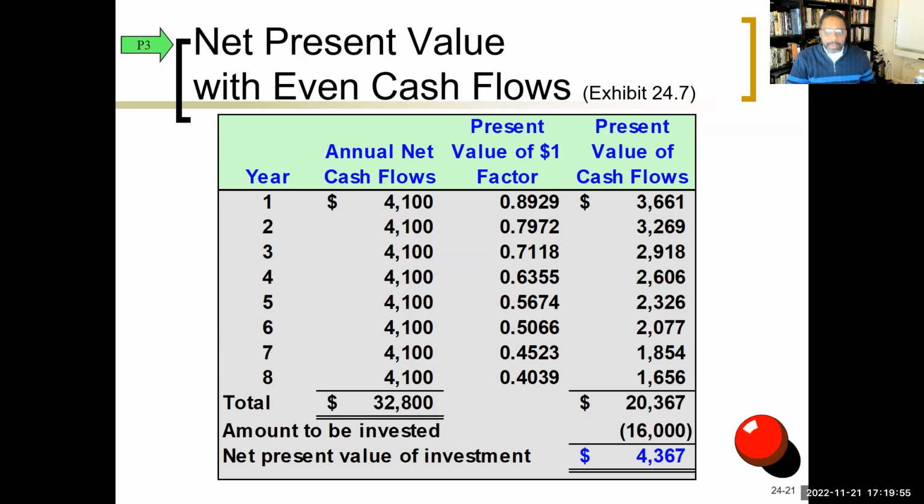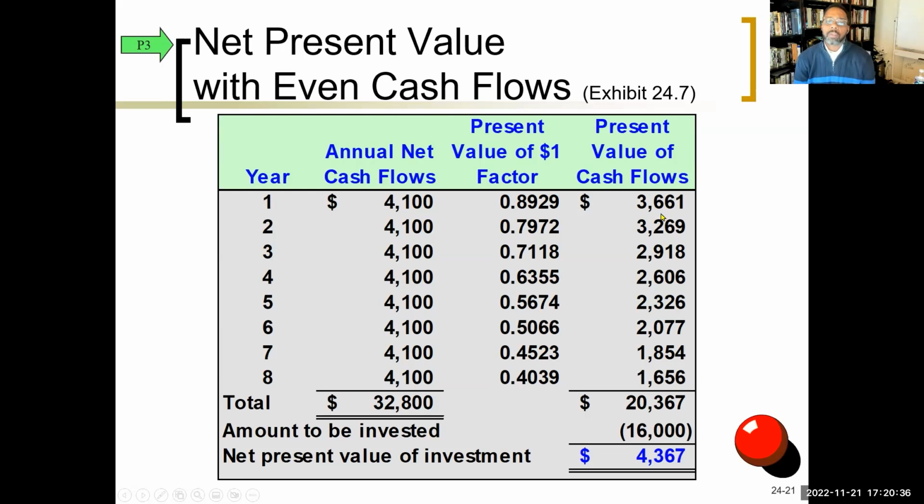I don't know if you guys can see it here. If you see that 0.8929, that 0.7972, 0.7118, that's where they got the numbers to put on your slide here. They just used that sheet and put those numbers down. So that present value of one factor, all they did was take the 12% column and put the factor down. And then they're going to take the annual net cash flow, multiply by the factor to get the present value.